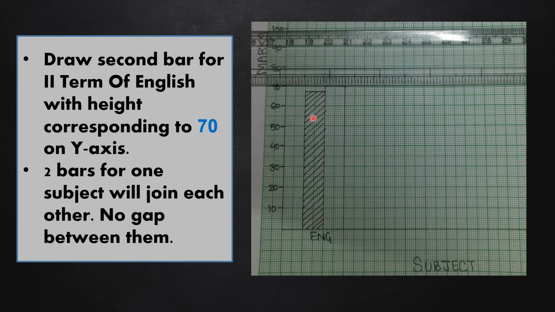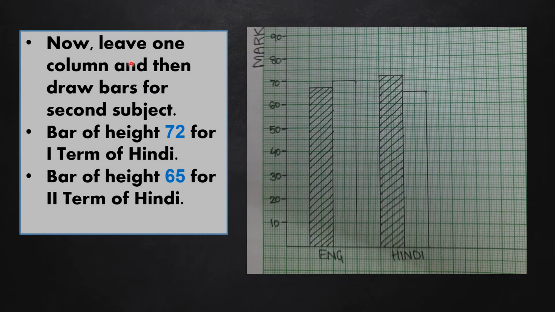As you have noticed, we have marked it with a dashed line to represent the first term, and the second bar has been drawn for a height corresponding to 70 on the y-axis and kept plain to represent the second term. You will also notice one more thing: the two bars of one subject join each other. There is no gap between them. But once we draw the bars of the next subject, we will leave one column. So for one subject, there is no gap between the bars. Now leave one column and then draw the bars for the second subject.